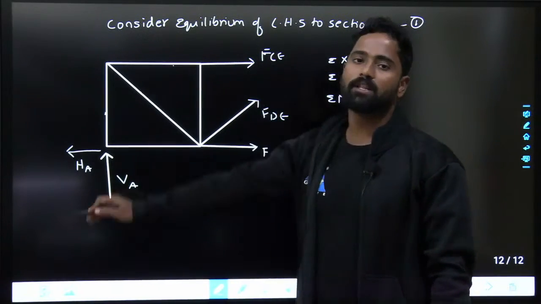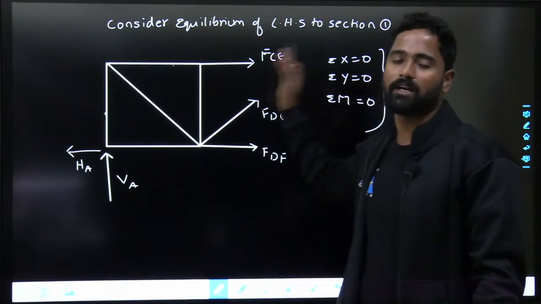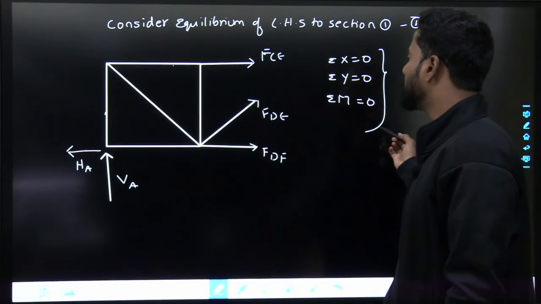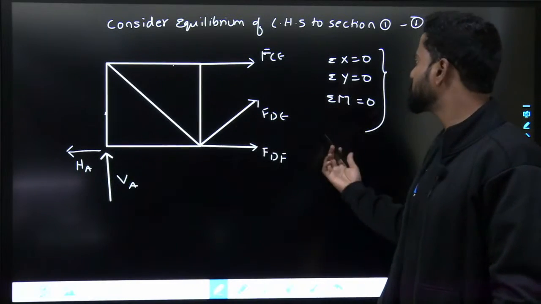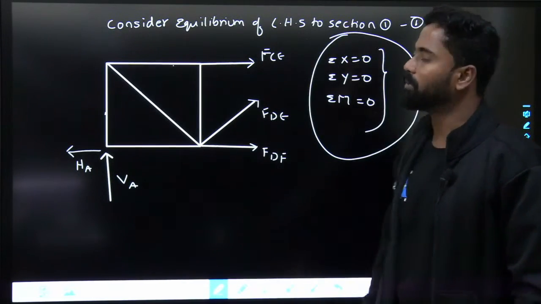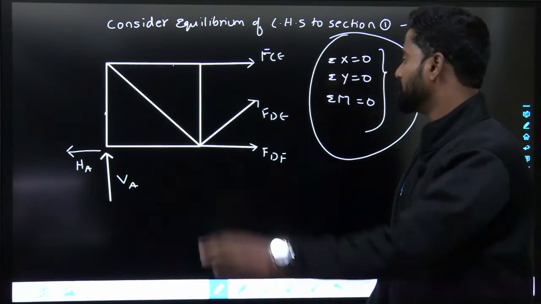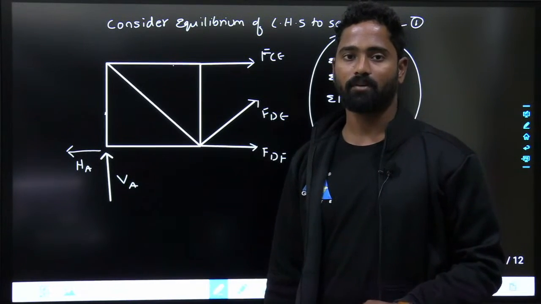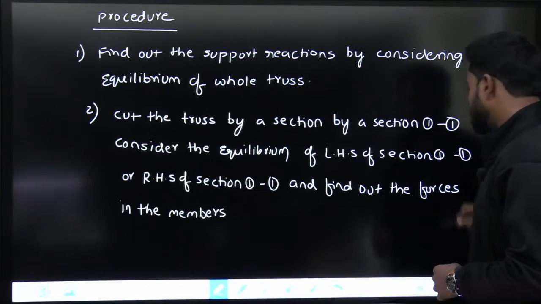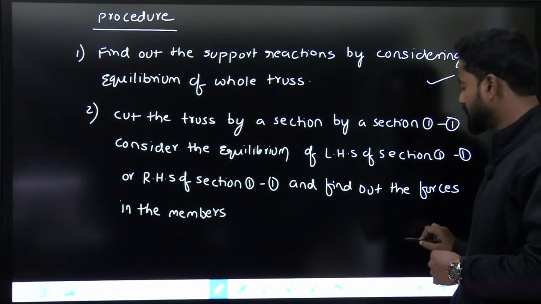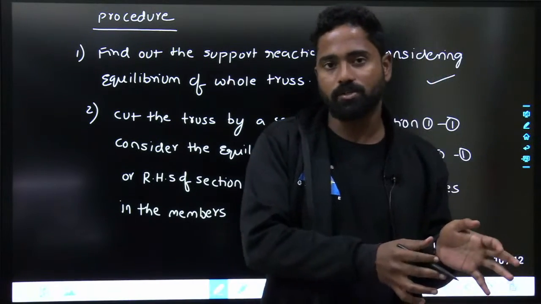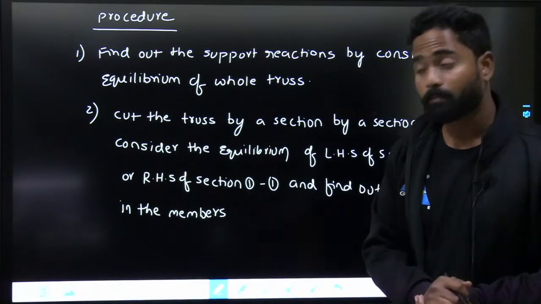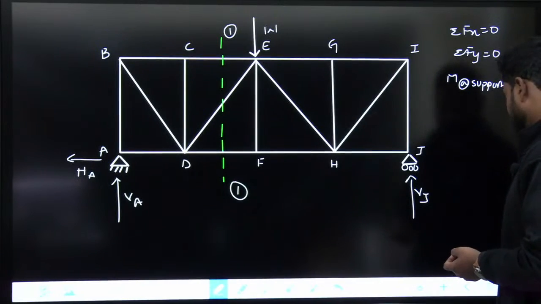Cut the section, consider the equilibrium of the left or right. It's up to you. You can take the left or you can take the right. If you consider the equilibrium of LHS to section 1-1 or RHS to section 1-1, you will get sigma x equals to 0, sigma y equals to 0, sigma m equals to 0. By using these three equations, you can find out the forces in the members. So first step is find out the support reactions. Second step is cut the section, consider equilibrium of LHS or RHS of the section and find out the forces in the members. Okay. Now this is the procedure.